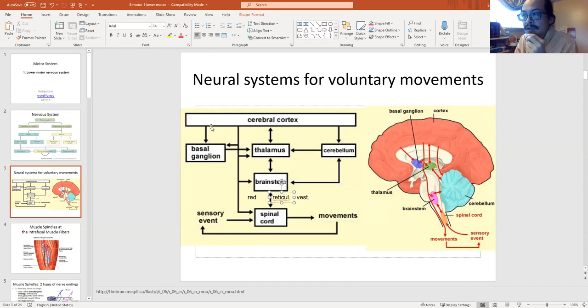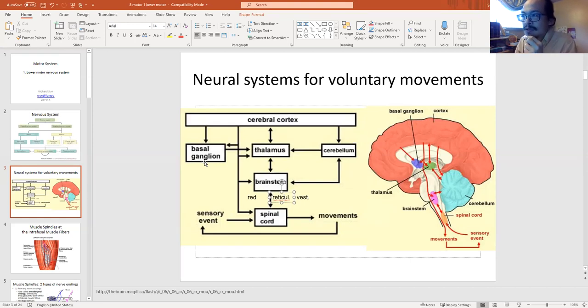So this circuit is the one to make a decision: what is the sequence? Should we do it now or should we do it later? So the basal ganglia is very important. Disease in the basal ganglia influences your movements. The major diseases are Parkinson's disease and Huntington's disease. All of these affect the basal ganglia. The basal ganglia has about five major nuclei. If we divide it more, it may have seven different regions.